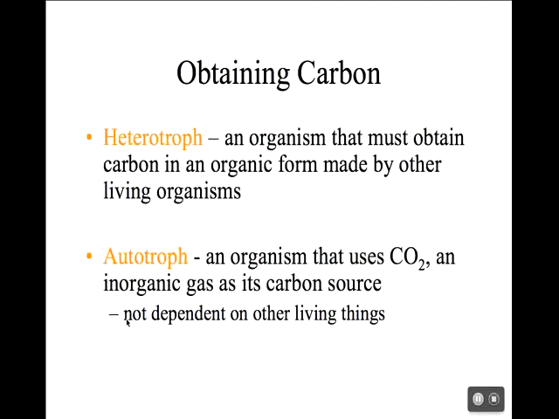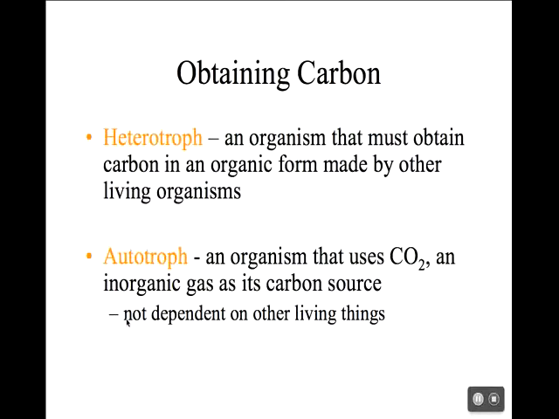Let's look at carbon for a moment first. There are 2 different ways for organisms to obtain carbon on this planet. A heterotroph is an organism that obtains carbon in an organic form made by other living organisms. In other words, they ingest or absorb organic forms of carbon. You are a heterotroph. I'm assuming you did not photosynthesize your dinner, but instead you ingested organic molecules in your hamburger or your tofu or whatever it was. You were ingesting organic molecules, and that's how you got your carbon. You are a heterotroph.